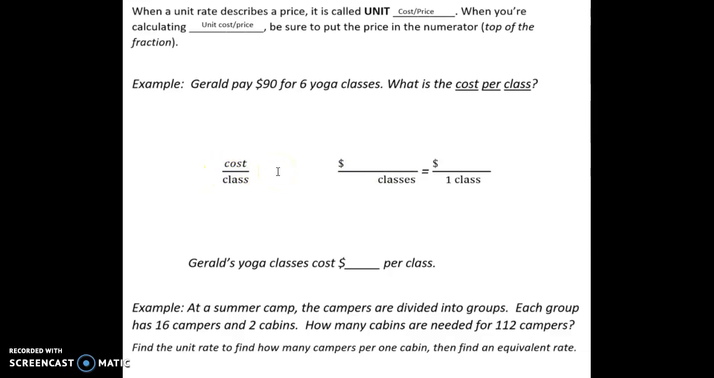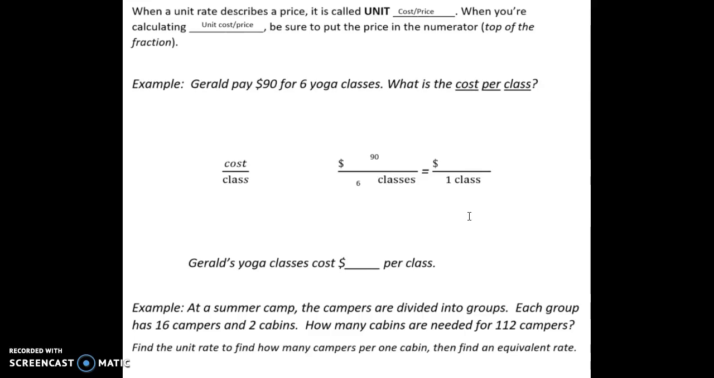So if we have cost per class and order matters, that means that we have cost per class. Cost is on top, class is on bottom, per is in the middle. Alright, so what is his current cost per class? So we know that he pays $90 per 6 classes. So what will he pay per 1 class?